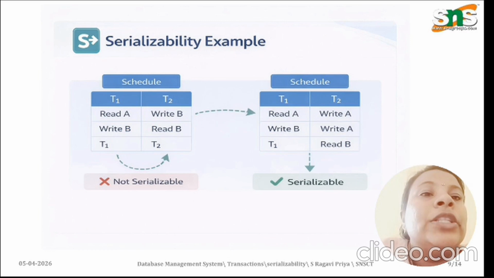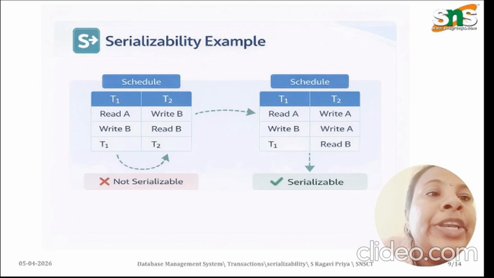Serializability example. We have a schedule where transaction 1 does read A, write B, and transaction 2 does write B, read B. This is a completely different order, so this is not serializable. Consider another schedule: read A, write B, and write A. Next, T1 read B. So this is a serializable schedule.